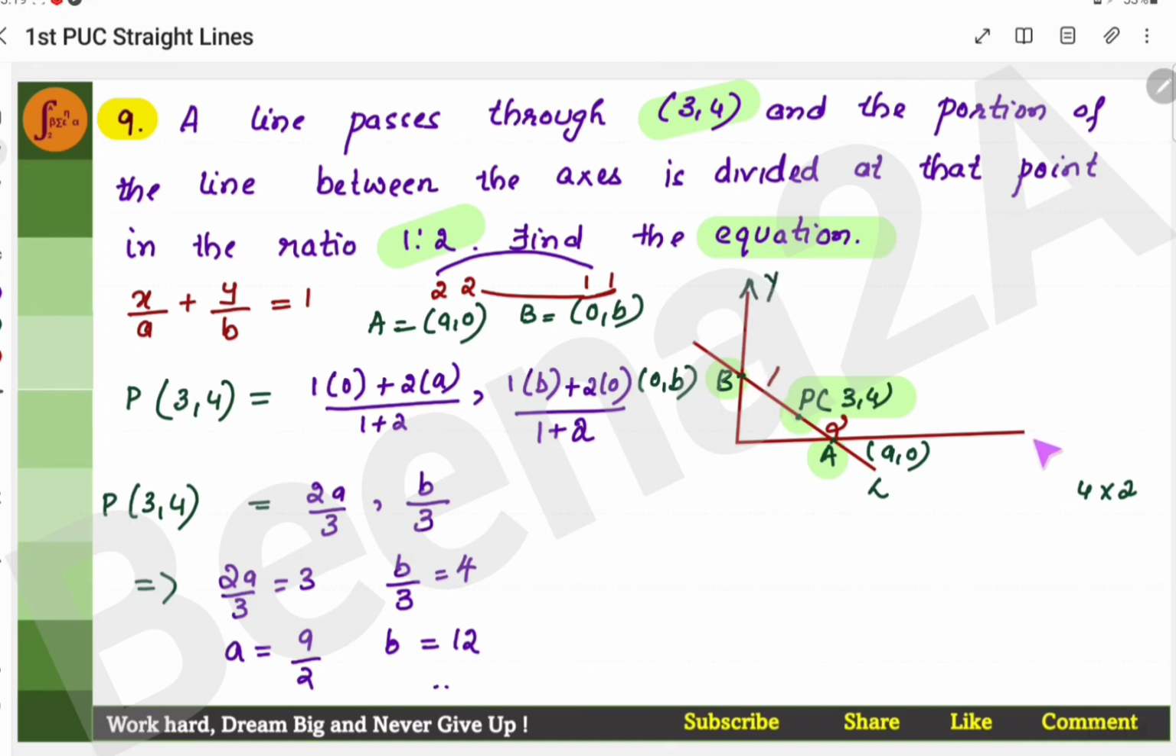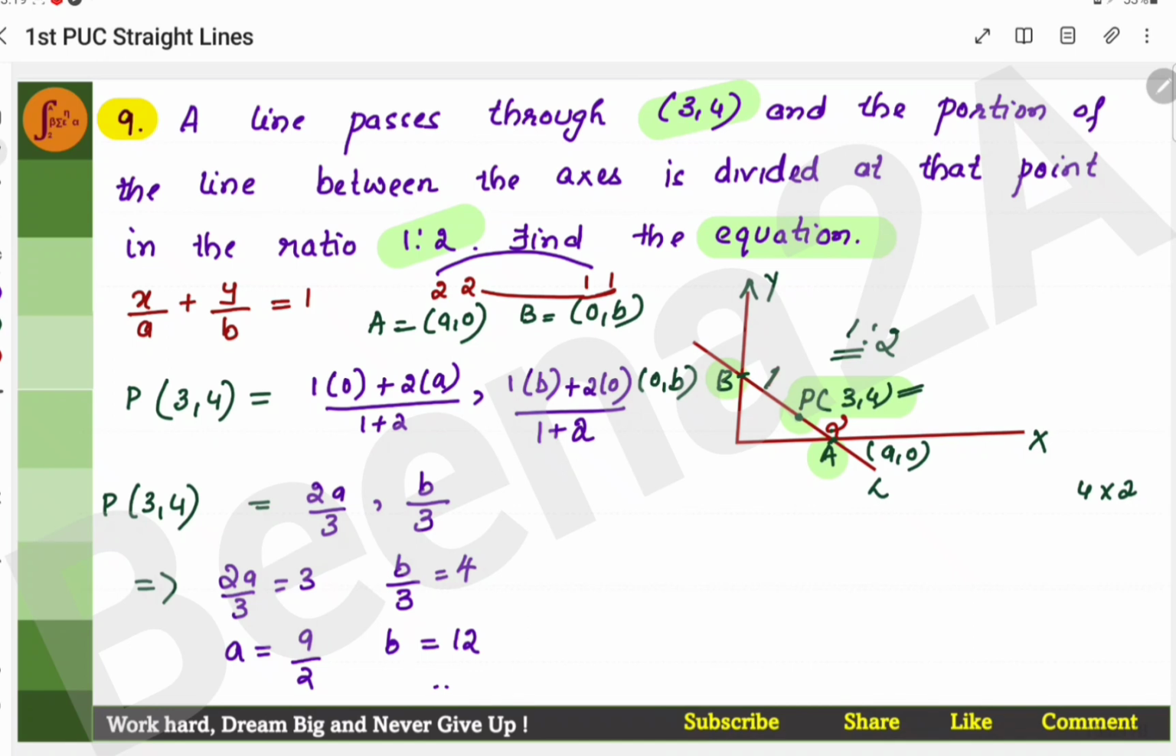And the portion of the line between the axes. So between the axes means this is the y-axis, this is the x-axis. The portion of the line between the axes A and B, between y and x, is divided at this point. Basically, this point is dividing this line in the ratio 1:2. That means this portion is 1, this portion is 2. Using this ratio and this point, you have to find the equation of this line.